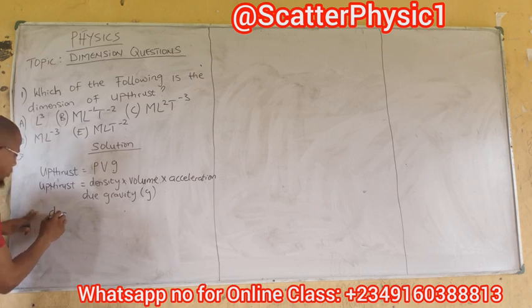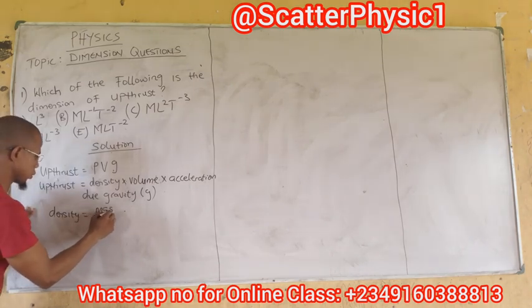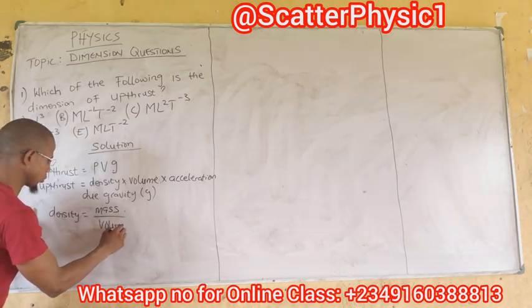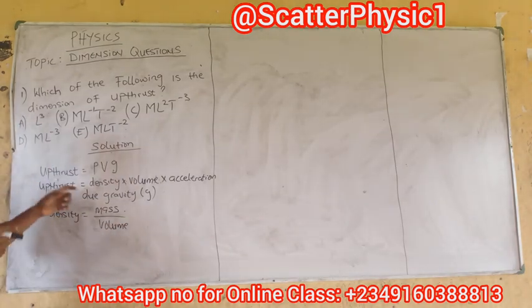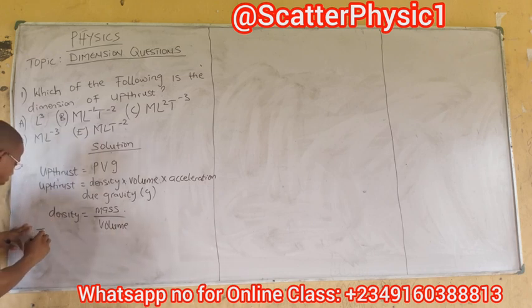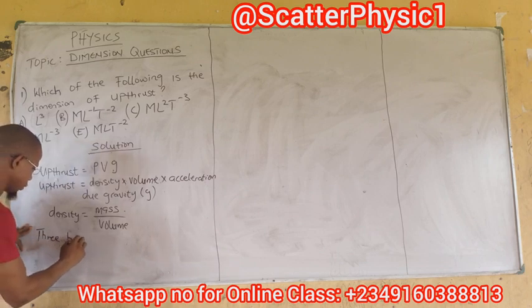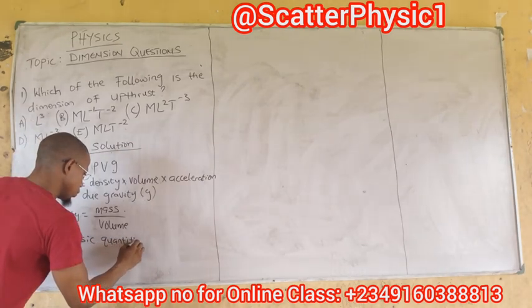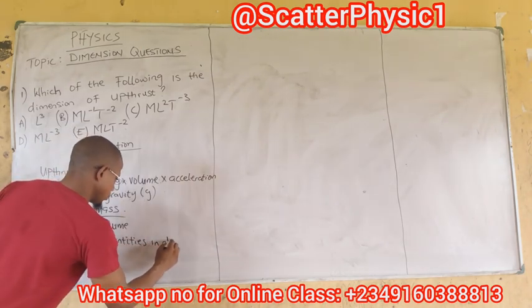Then, inside this upthrust, we have density. Density is equal to mass over volume. So we are going to take it one by one. Let's deal with density first. In dimension, we have three basic quantities.